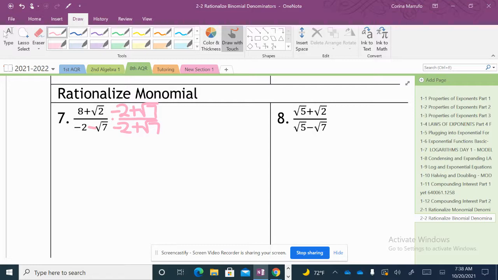Okay. So what makes this problem different is we're going to have to multiply like we did. We multiply the 8 times both of these first, and then we'll multiply the square root of 2 times both of these. Okay, so 8 times negative 2 is going to give me negative 16.